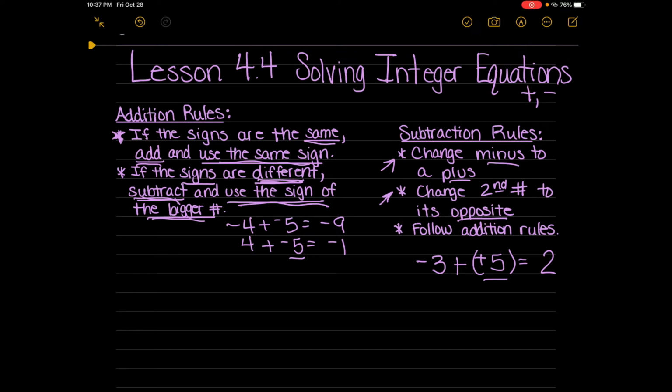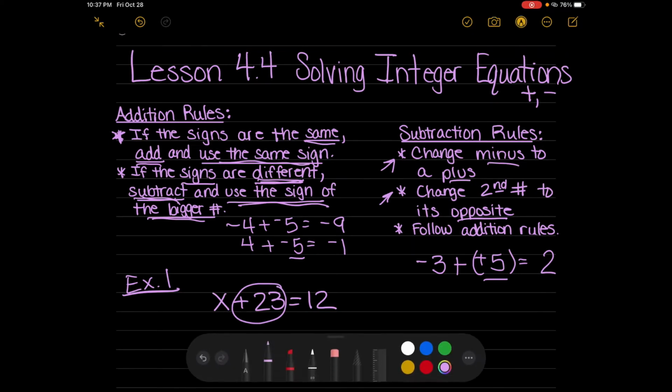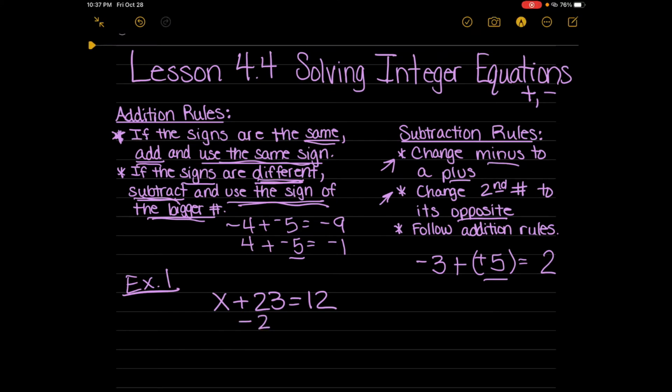That was just a quick review over the rules of integers. So now let's do example 1. Example 1 is x plus 23 equals 12. Y'all have done problems like this already, in our last chapter. We're going to solve this by getting rid of this plus 23, and the way we do that is by subtracting 23.